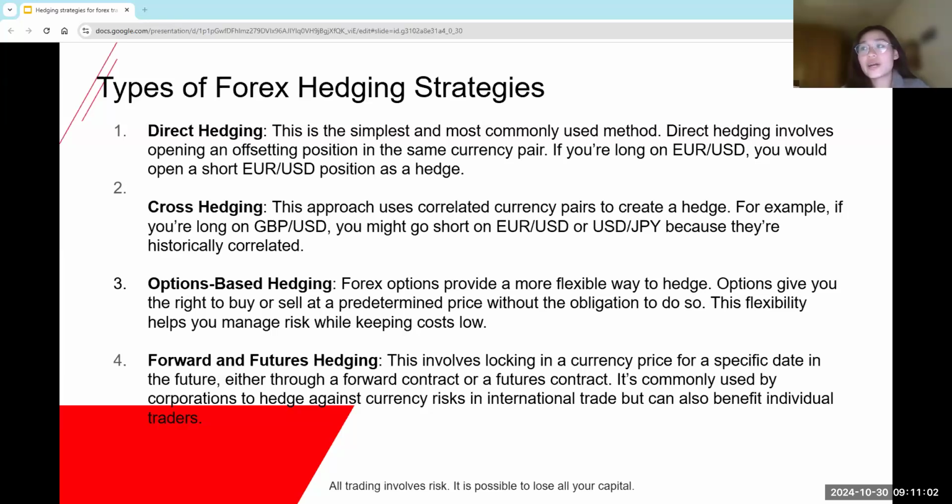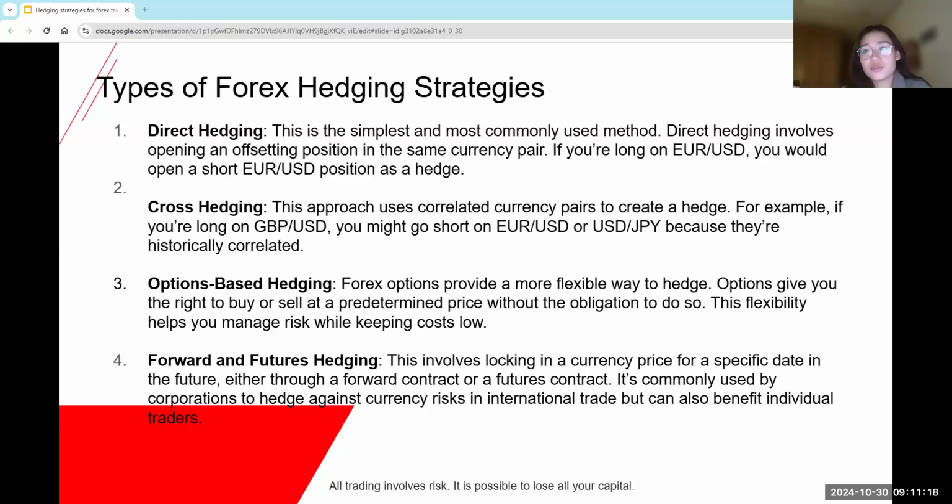Forex options provide a more flexible way to hedge. Options give you the right to buy or sell at a predetermined price without the obligation to do so. So this flexibility helps you to manage risk while keeping costs low.